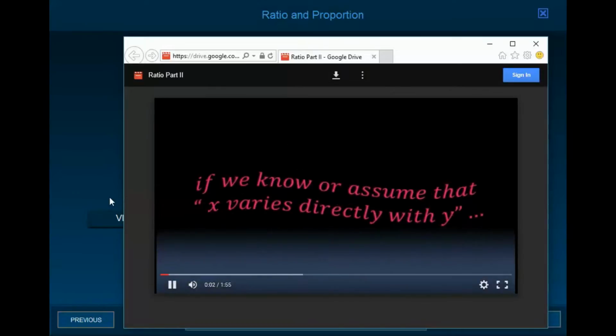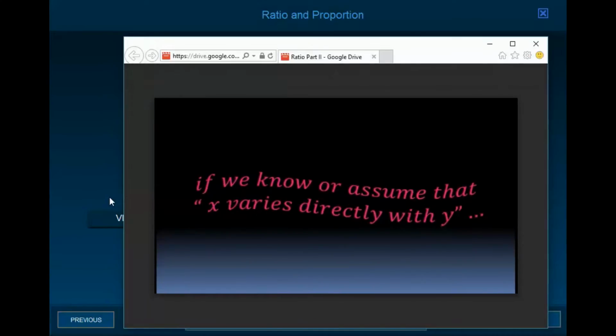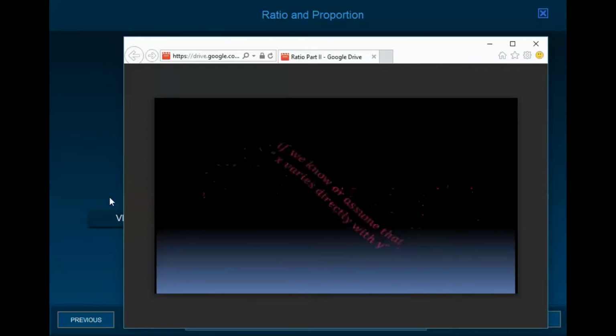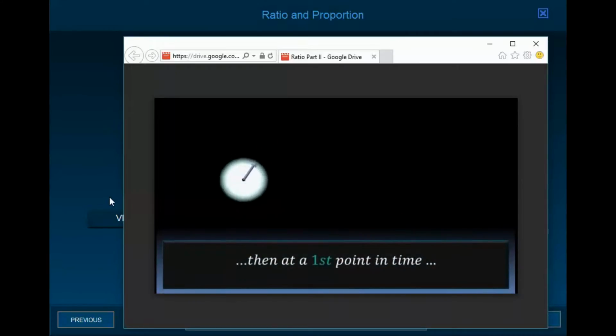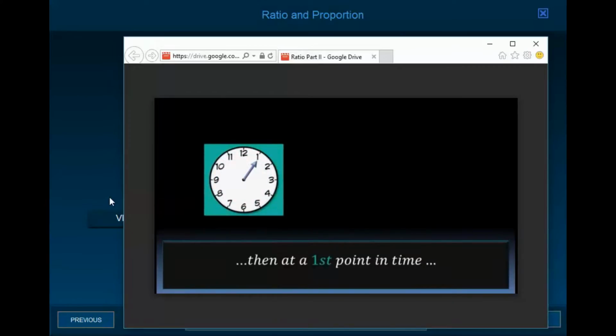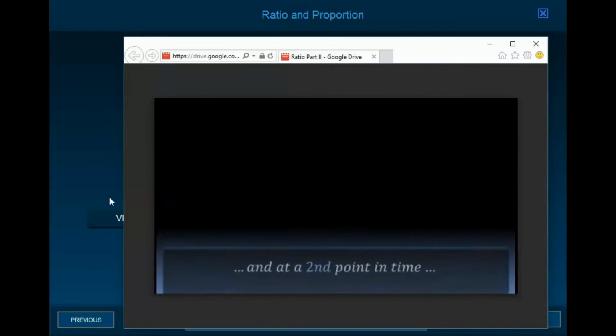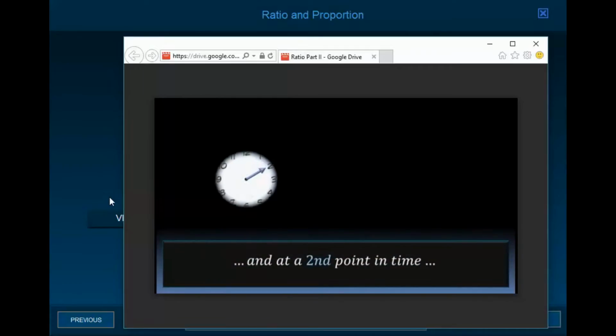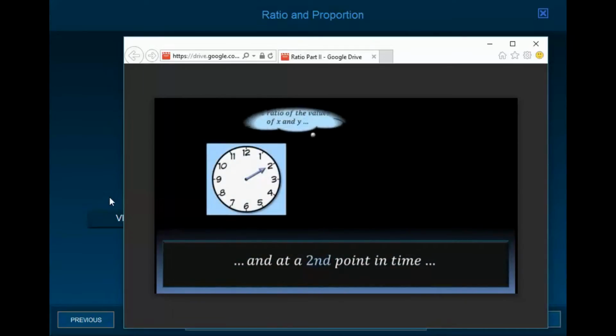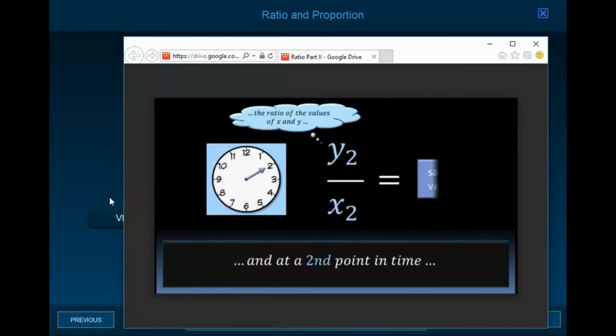If we know or assume that x varies directly with y, then at a first point in time, the ratio of the values of x and y, y sub 1 over x sub 1, is equal to some value. And at a second point in time, the ratio of the values of x and y, y sub 2 over x sub 2, is equal to the same value.